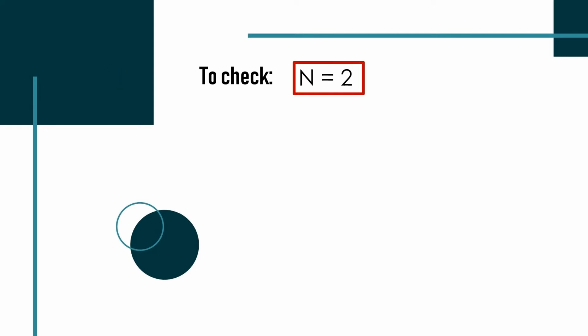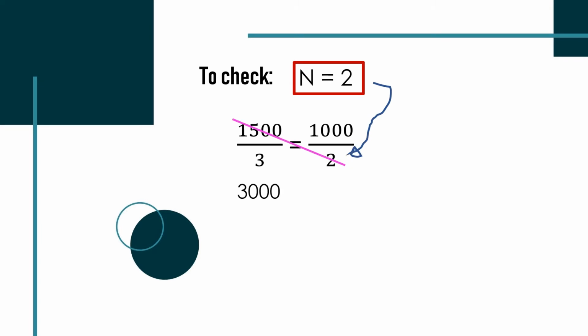To check, substitute the value of n to the proportion. Then, cross-multiply. 1,500 times 2 equals 3,000. 3 times 1,000 equals 3,000. Now that the cross products are equal, it means that our answer is correct.